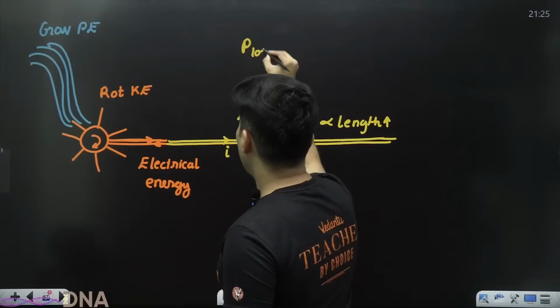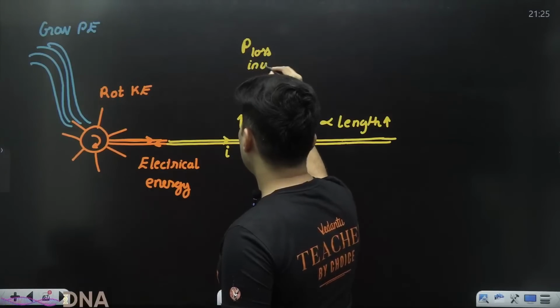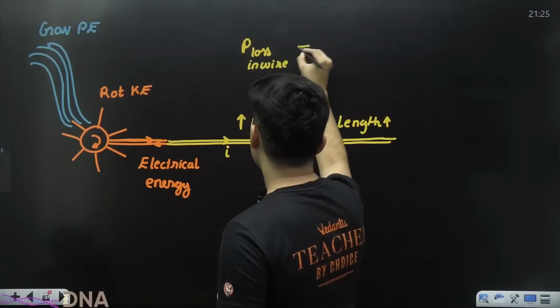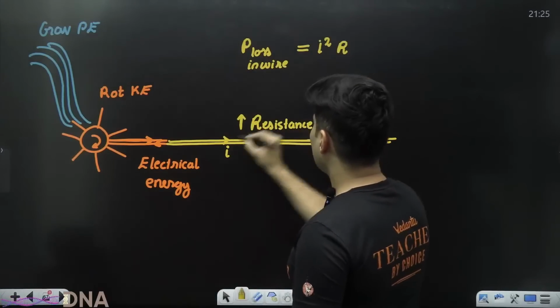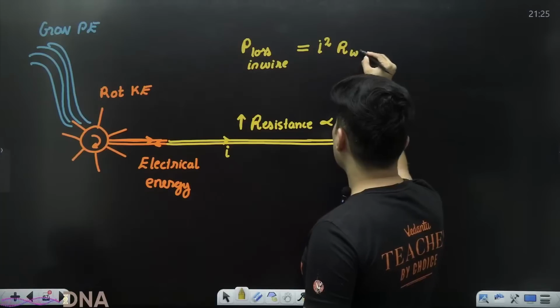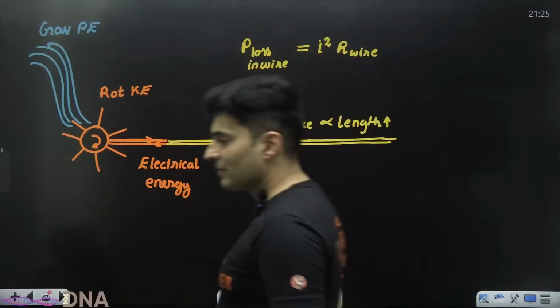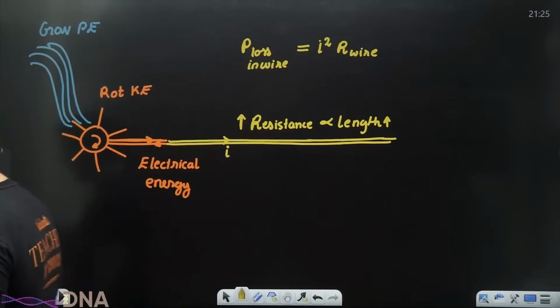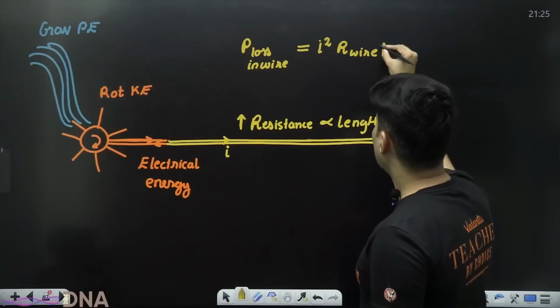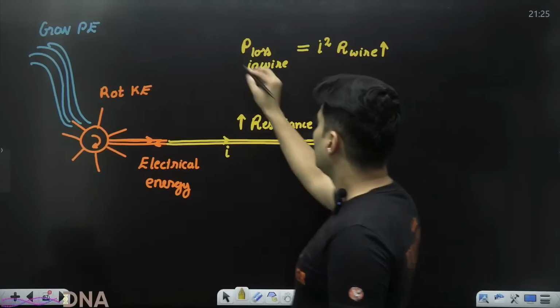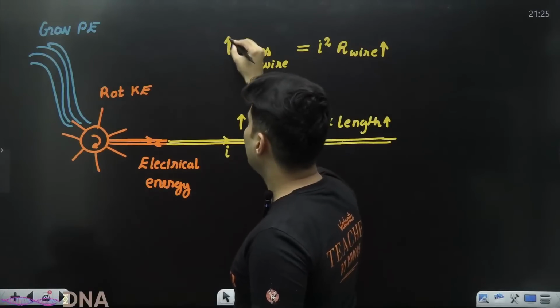So what is the power loss in that particular wire going to be? The power loss in that wire will be current flowing in the wire into resistance of that particular wire. Everybody agrees with this? Into resistance of that particular wire. So if the wire is long, resistance is large, then the power loss will be more.